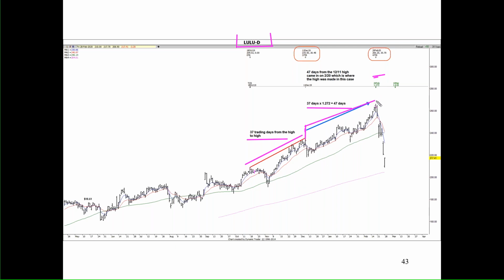Since we were trading straight up into the 20th, which was exactly 47 trading days from this last high, that's when this market rolled over. So timing doesn't always work, but it works often enough that if you do start seeing signals, you have that extra information behind you to look for a reversal of whatever the market was doing into the time window.